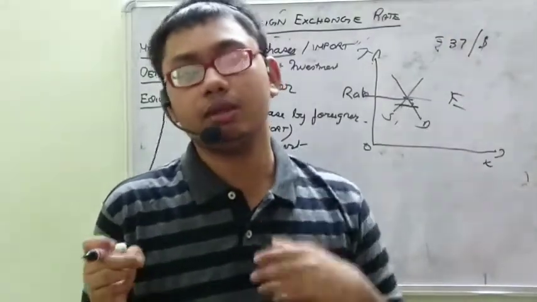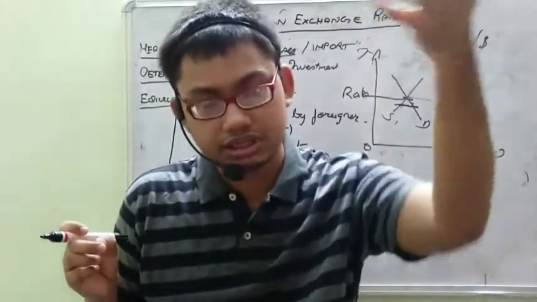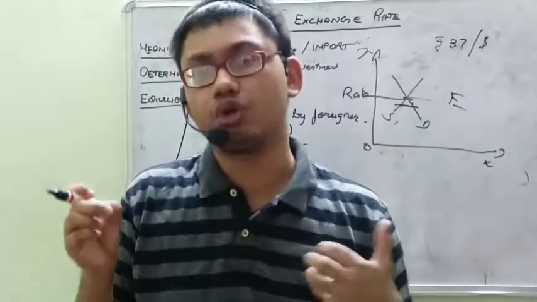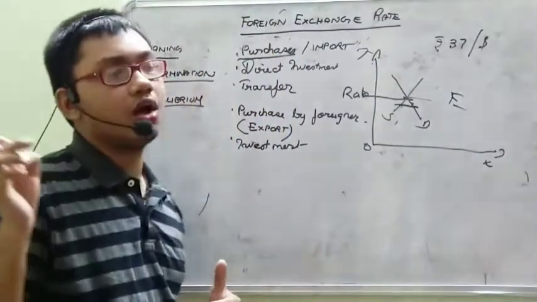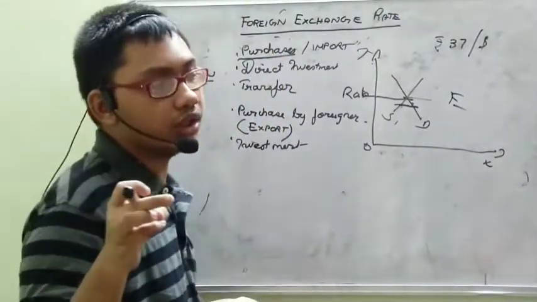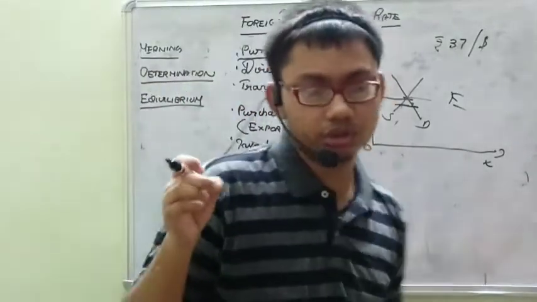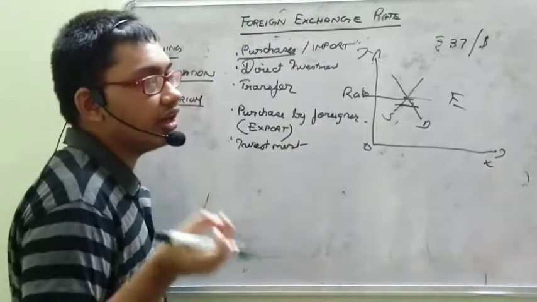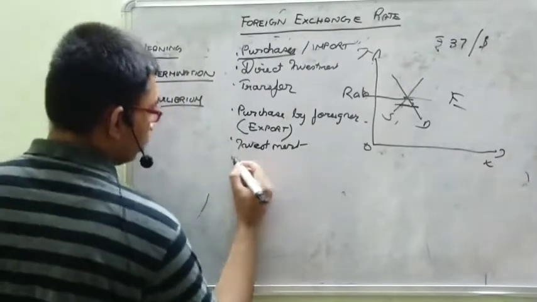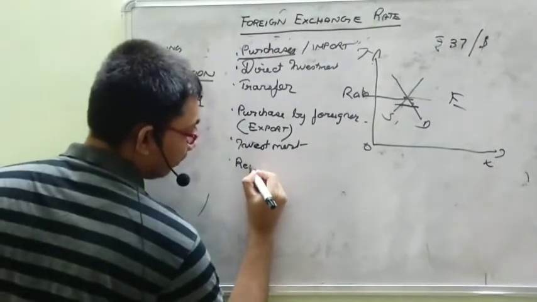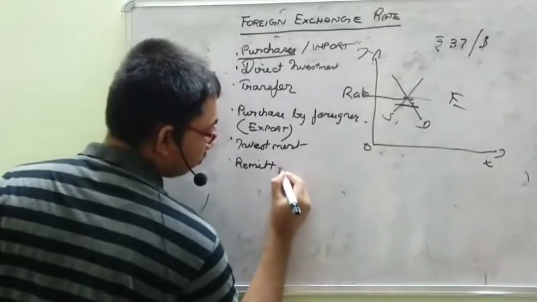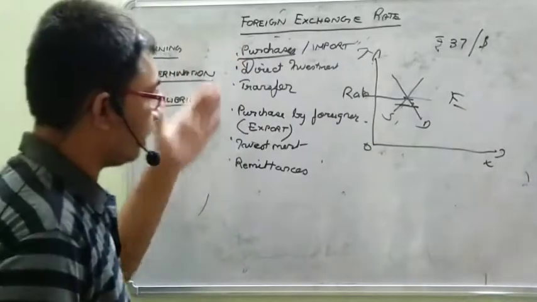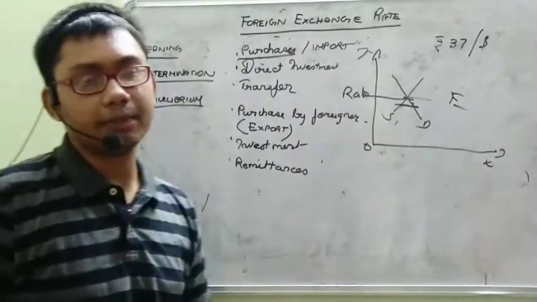Some of your parents might be working in Dubai or somewhere, and they will be sending money in UAE dirham or something. Or if your parents are working in the US, somebody will be sending US dollar to us. So they will be supplying. When the dollar comes here, it will be converted to rupee. This is called remittances. These are the sources of supply or demand.